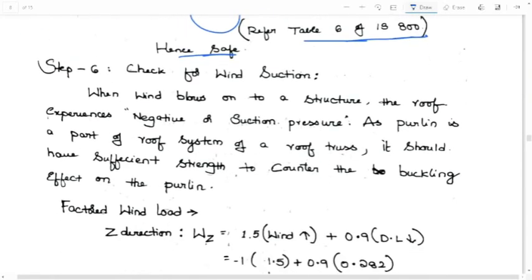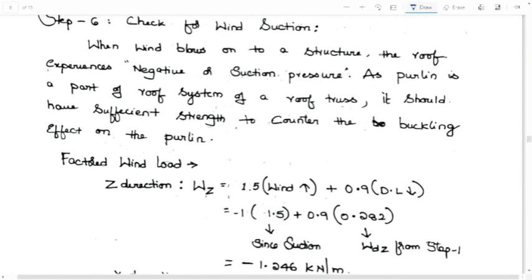And now let us check for wind suction. This step is only adopted when wind load is also given. If there is no wind load given in the question that is acting on the structure, you need not do this step. Okay, you can just skip this. So when wind blows onto a structure, the roof experiences negative or suction pressure. As the purlin is a part of the roof system of a roof truss, it should have sufficient strength to counter the buckling effect on the purlin.